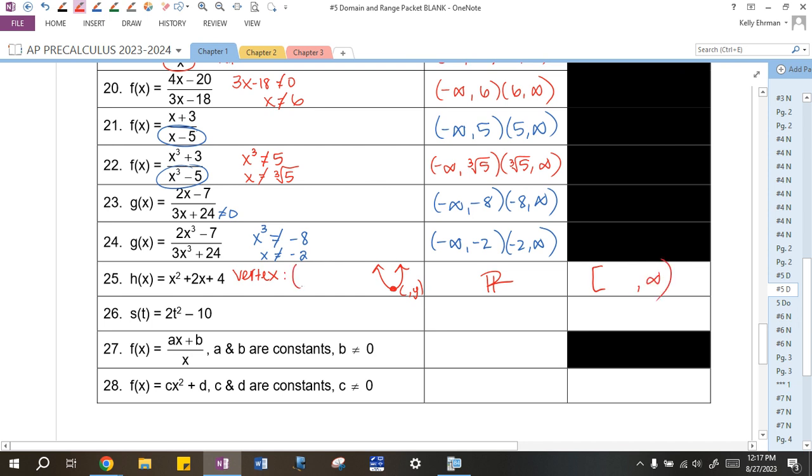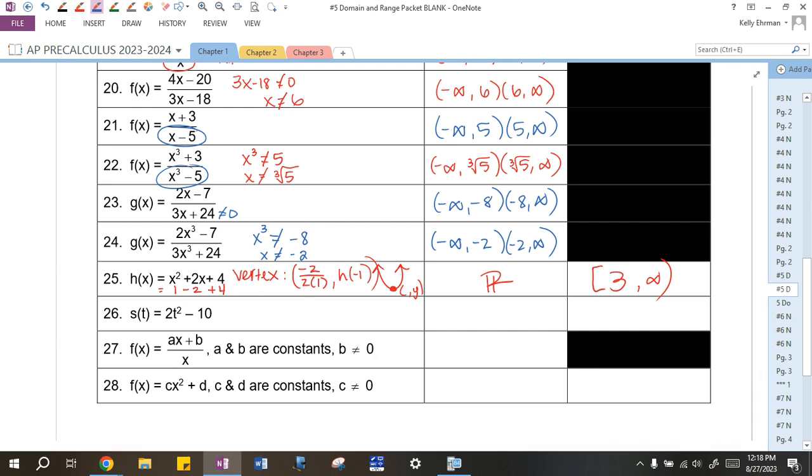So the vertex formula is negative b over 2a. That's negative 1. So we've got to figure out what's h of negative 1. If you plug negative 1 into this, you get 1 minus 2 plus 4. Negative 1 plus 4 is 3 to infinity.